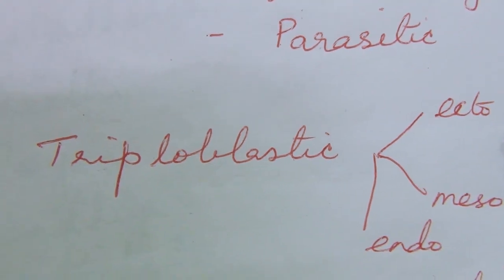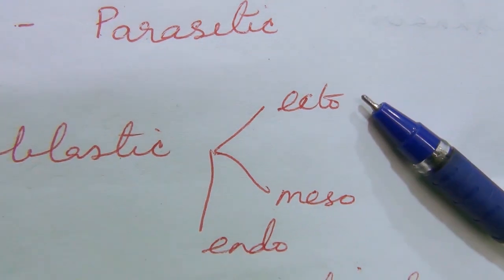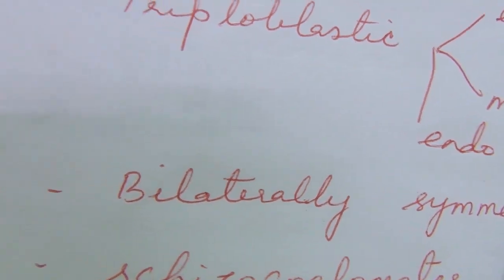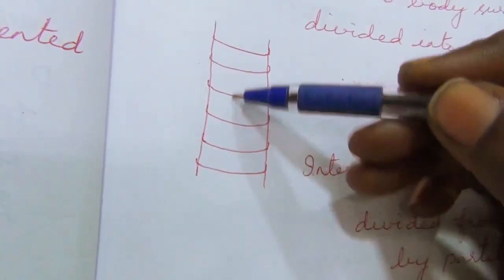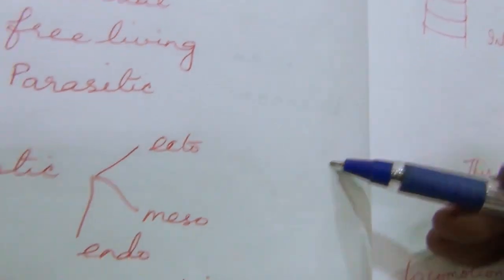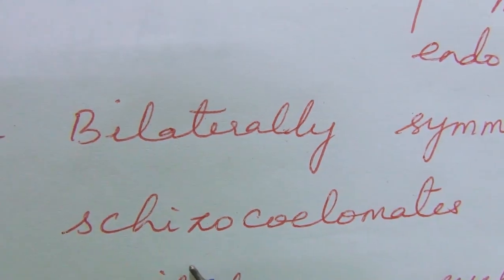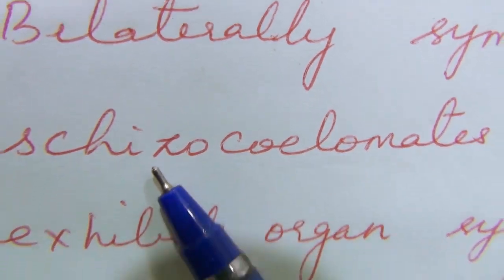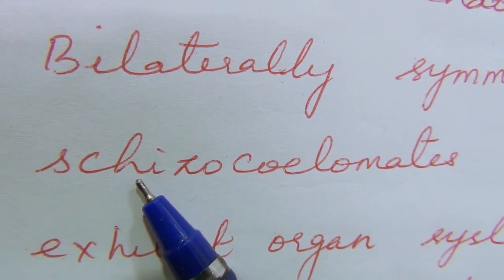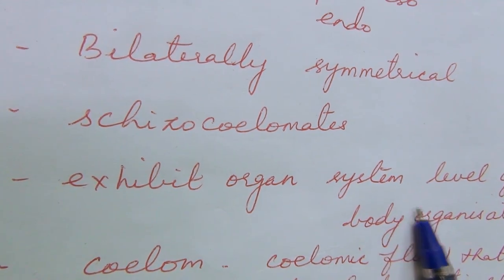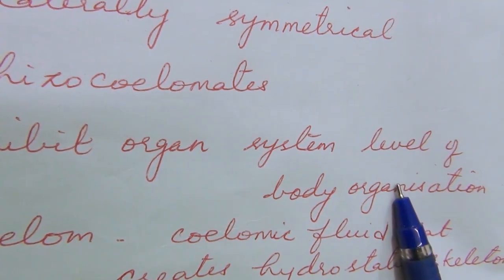They have ecto, meso and endoderm. Three layers are there, and they are bilaterally symmetrical. What is bilaterally symmetrical? When you draw an imaginary line, when you have a cut, two equal halves we can have, then that is called bilaterally symmetrical. And they are schizocoelomates. A true body cavity will not be there. A false, schizo body cavity. So schizocoelomates.